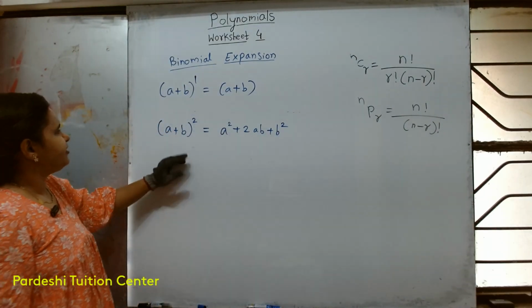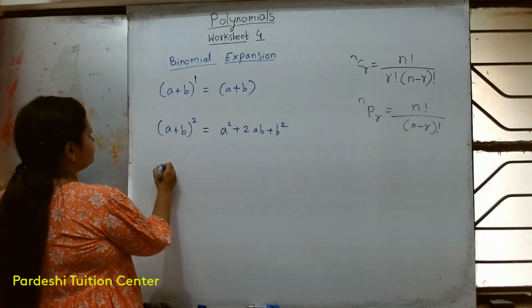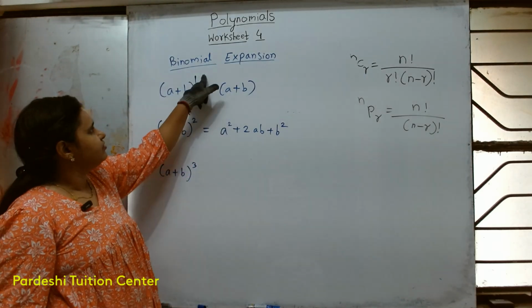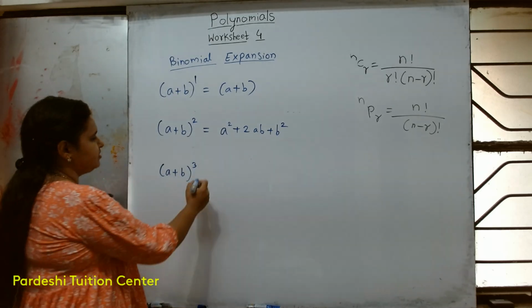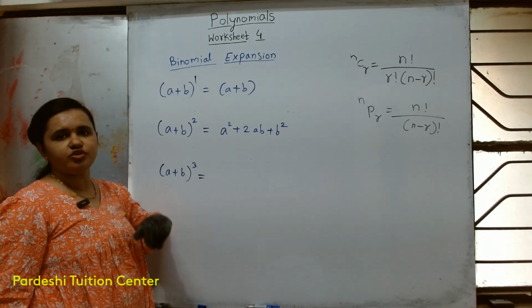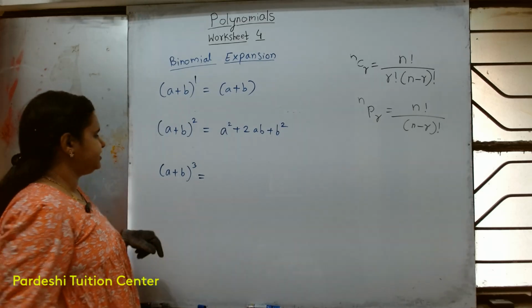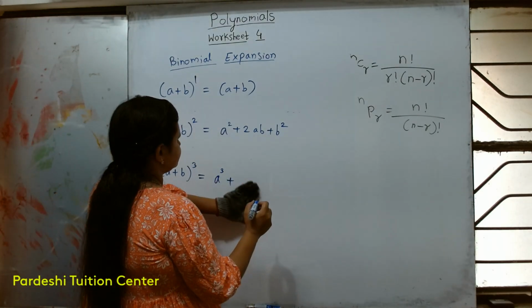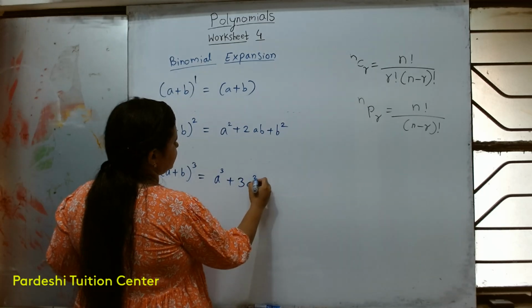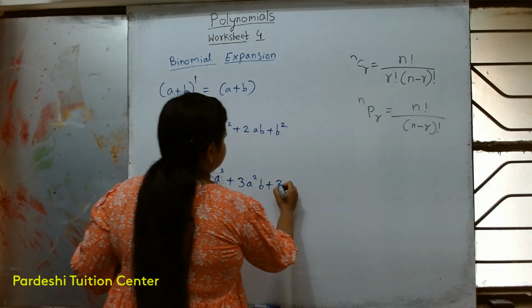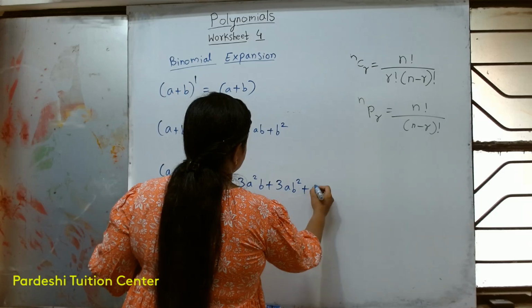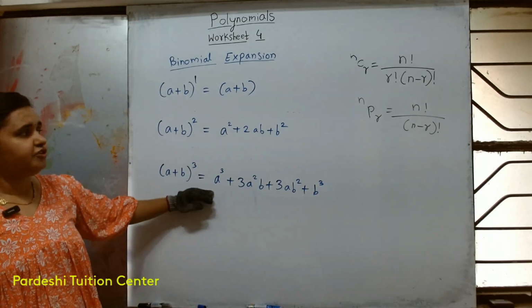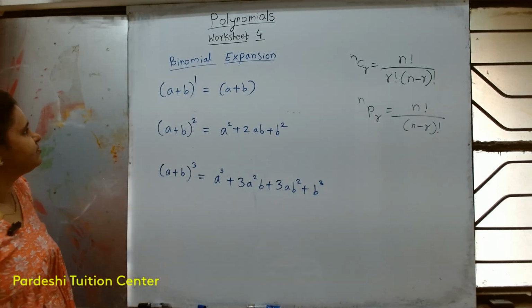Now if I put n to the power of 3, I have put it as 1, then 2, then power is 3. So the formula for a plus b cube, do you know the formula of a plus b cube? It is a cube plus 3a square b plus 3ab square plus b cube. Now we will check in the form of combination.